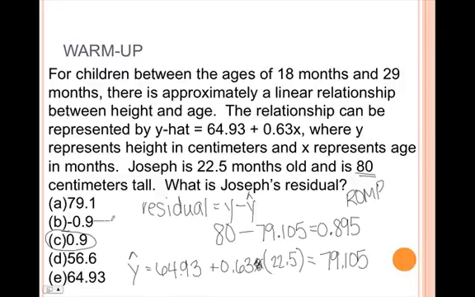If the answer had been B, that would mean he is 0.9 centimeters shorter than what this regression line predicts. Okay, these other answers, A, D, and E, are all kind of ridiculous because that would mean he's 79 centimeters taller than what is predicted. That means he's twice as tall as what the regression line predicts, and that would mean we don't have a very good regression line.